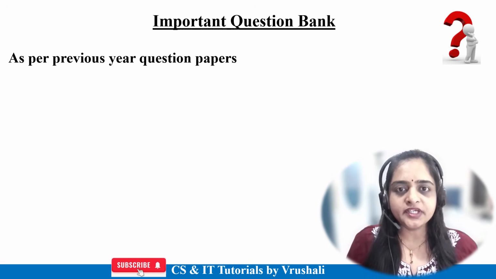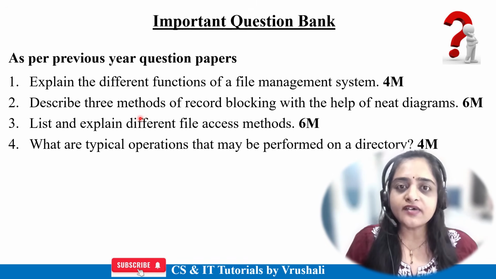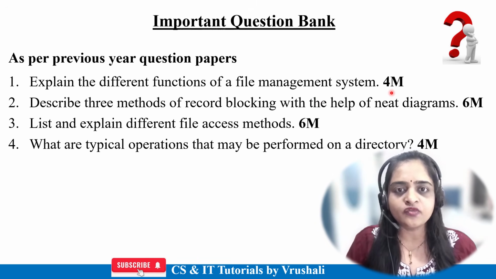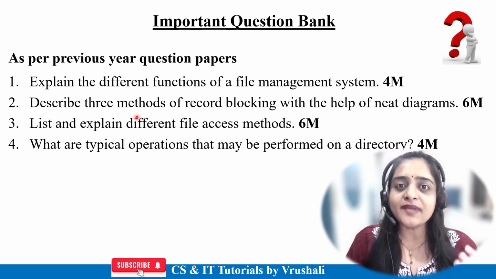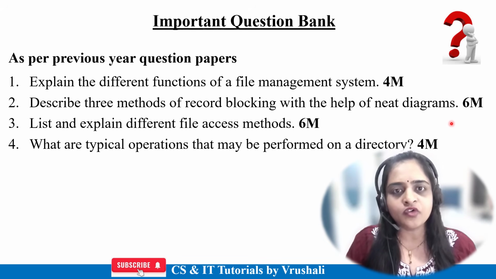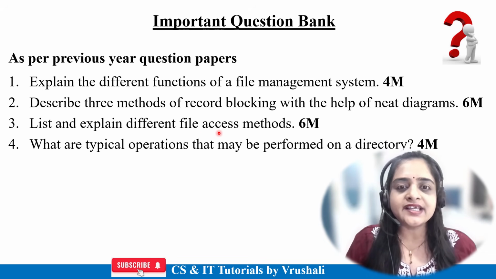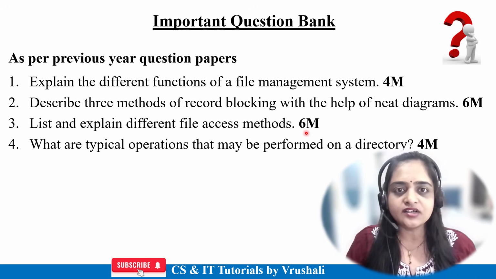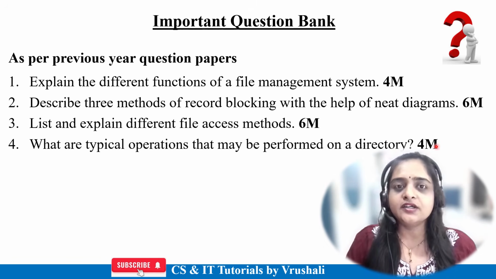Now, as per your previous year question papers, they have asked questions like: explain different functions of file management system for 4 marks. Then describe any 3 methods of record blocking, as we discussed on the previous slides, with the help of a neat diagram for 6 marks. Then list and explain different file access methods for 6 marks. And what are the typical operations performed on a directory for 4 marks. So you have to prepare all these topics completely and accurately.